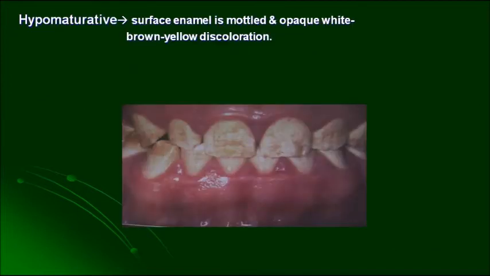Okay. So in the last slide, I had shown you the hypoplastic type of amelogenesis imperfecta. You can see small pits on the enamel surface. Whereas coming on to the hypomaturative type, you see in the picture the surface enamel is mottled, and you can see opaque white, brown, yellow discoloration. Okay, this is the appearance of a hypomaturative type of enamel defect.